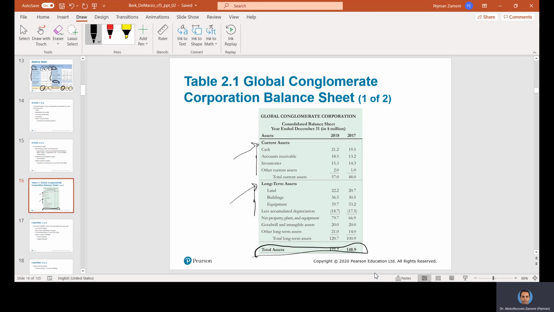It's called the Global Conglomerate Corporation Balance Sheet. Here we can see the current assets and their components, and long-term assets and their components. And here it shows the total assets for years 2017 and 18.